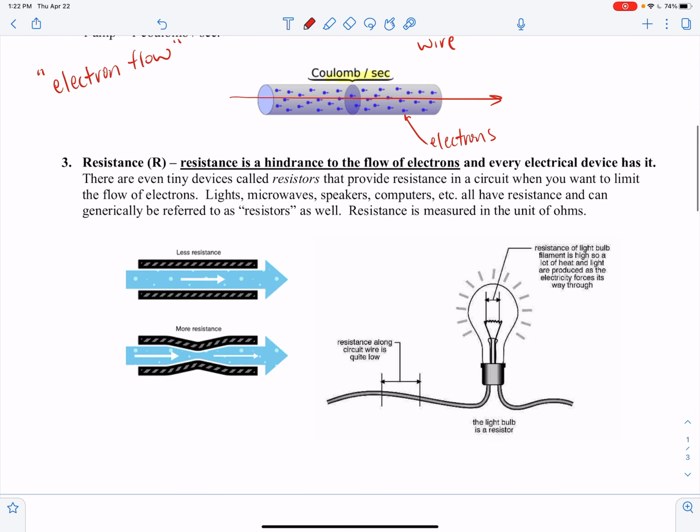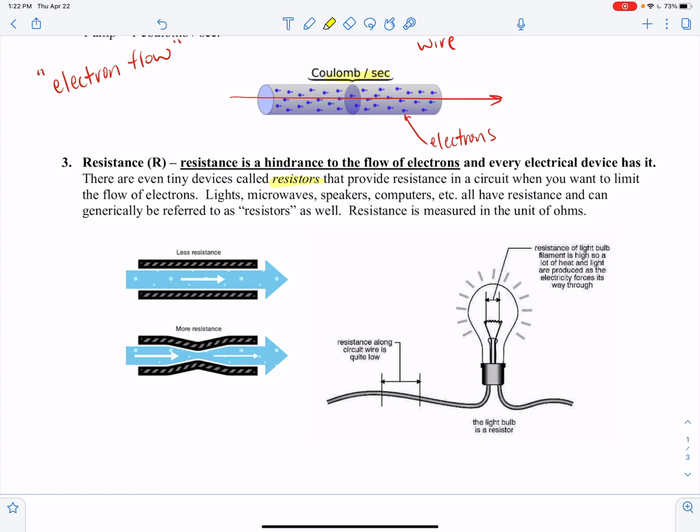All right, next, resistance. Resistance is a hindrance to the flow of electrons, and every electrical device has it. There are even tiny devices called resistors that provide resistance in a circuit when you want to limit the flow of electrons. Lights, microwaves, speakers, computers all have resistance and can generically be referred to as resistors as well. Resistance is measured in the unit of ohms. So we talk about ohms of resistance, okay?